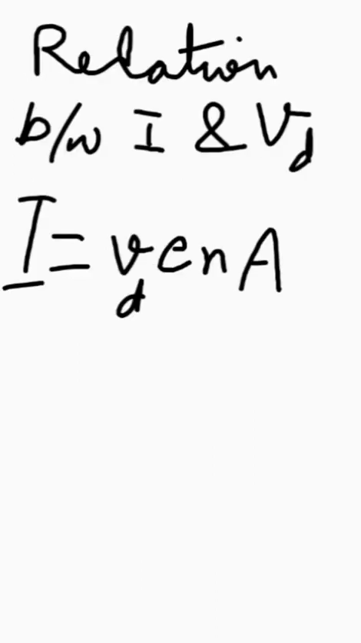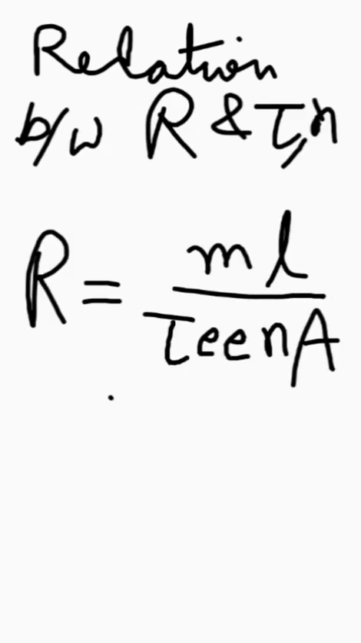So there are some formulae which can be asked directly, and you can give their answer. Relation between current and drift velocity. So I is Vnea. You can memorize it by Vnea. D is silent. Vd together is drift velocity actually. e is electron charge, n is number of free electrons per unit volume, A is area of cross section of wire. Remember that.